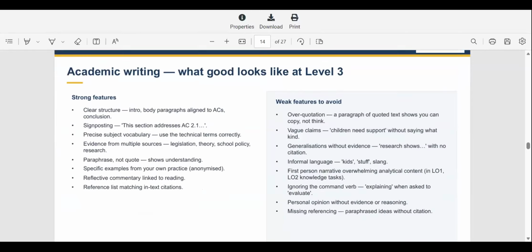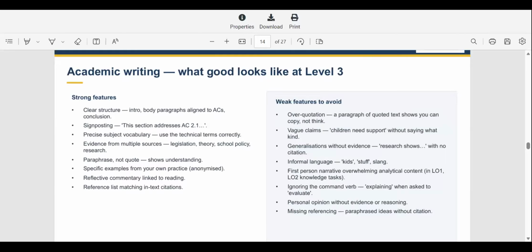Academic writing, what it looks like at level 3. Clear structure: intro, body aligned to the AC's, conclusion. Signpost, for example, this section addresses AC 2.1. Precise subject vocabulary, use the technical terms correctly, do not change the wording of the assignment. Evidence from multiple sources: legislation, theory, school policy. Paraphrase, not quote, shows understanding. Specific examples from your own practice, anonymized, and reflective commentary linked to reading. Reference list matching in-text references.